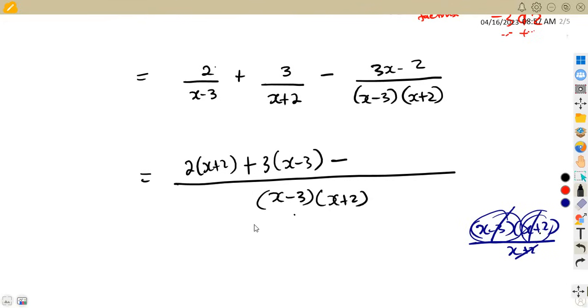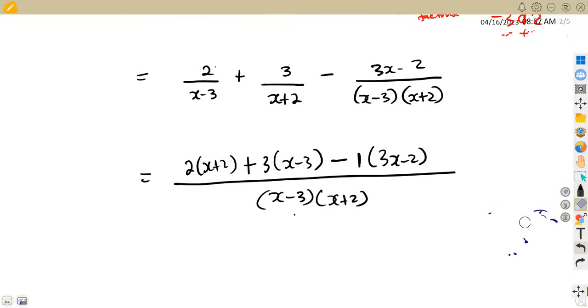Minus, if we divide our LCM by this bracket, it is the same: x minus 3, x minus 3, x plus 2, x plus 2. So this is going to give us a 1 multiplied to the numerator, which is 3x minus 2. Okay, so it's easier for us to start with a number, then followed with an expression, than to start with the expression followed by the number. Either way, you can write it.